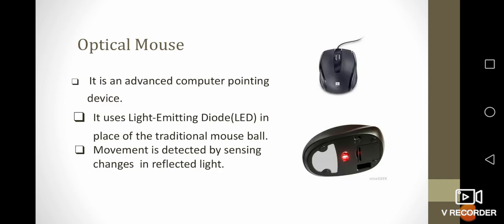The next one is the optical mouse. It is an advanced computer pointing device. It uses an LED light, that is a light emitting diode, instead of a bulb in this mouse. And the movement is detected by sensing the changes in the reflected light. When it changes, the cursor gets changed.